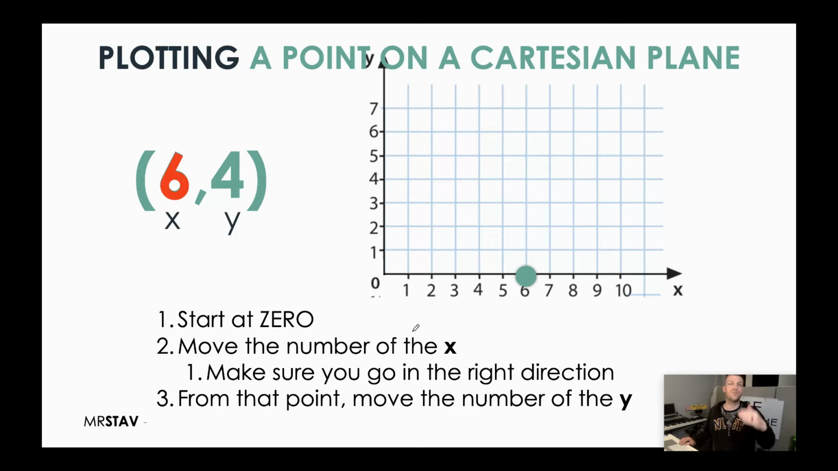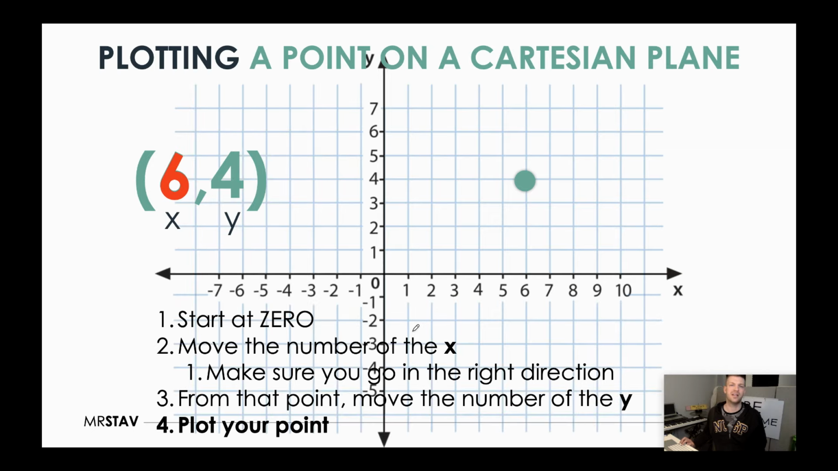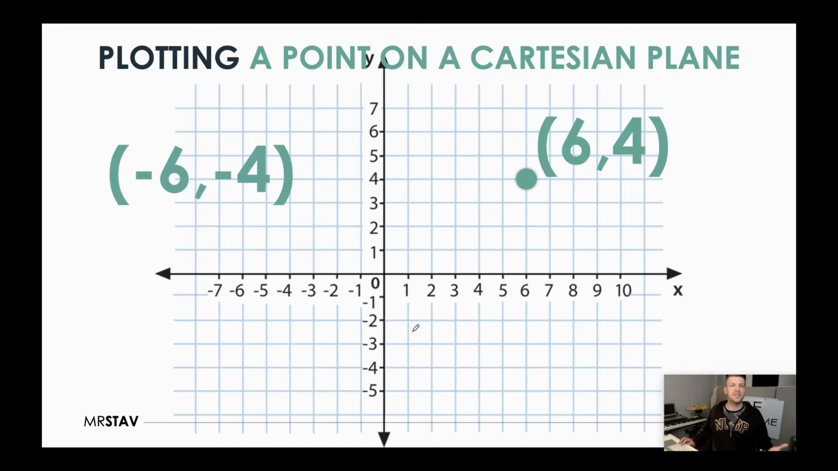Okay, and then from there, we're going to move the number of the y. So we're moving up 4, and you plot your point. All the steps are the same in a Cartesian plane. The difference here is that we have negative values in a Cartesian plane. So again, you start at 0 at the origin, and you move the number of the x.